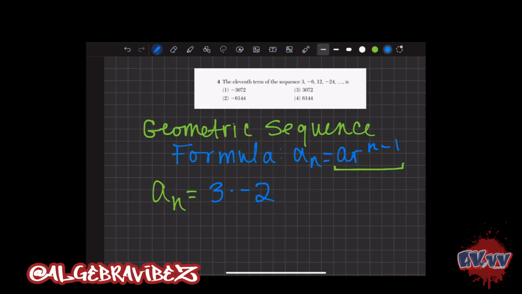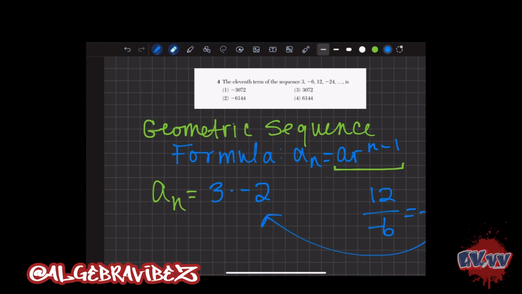Now, to find the common ratio, we're going to take -6 and divide it by the first term of 3. To prove that this is actually accurate, we're going to use the next number up. We're going to take 12 and divide that number by -6. When we do that, it's going to give us -2, which just solidifies that that is our common ratio.